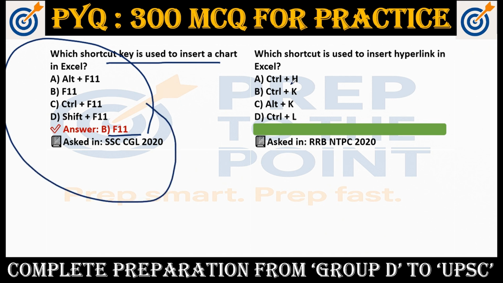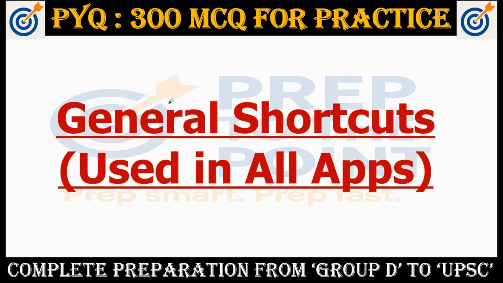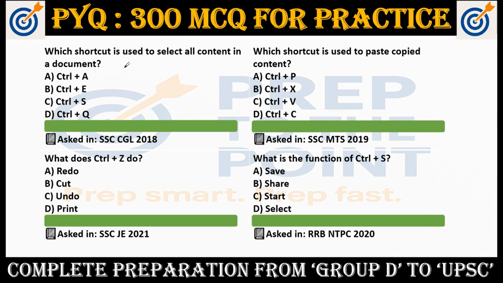Which shortcut is used to insert hyperlink in Excel? It is Control K. Control K is used for hyperlink irrespective of applications. Now here are the general shortcuts which are used in all apps. Which shortcut is used to select all content in a document? Control A.